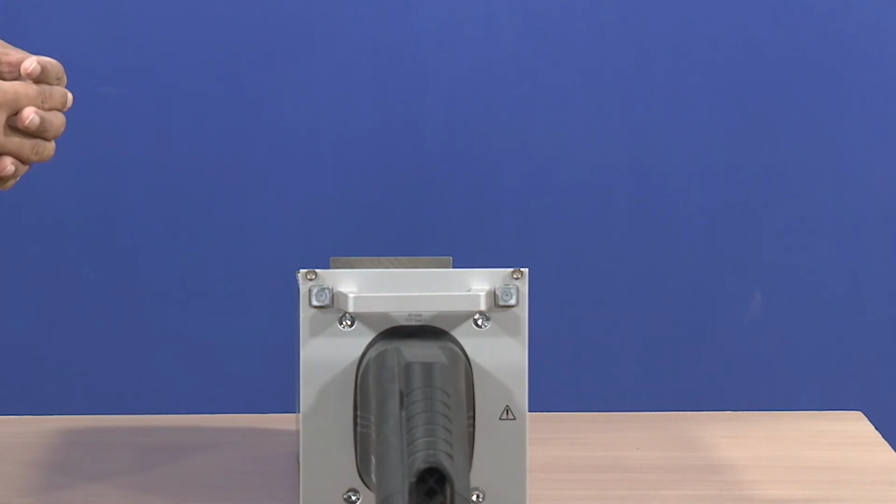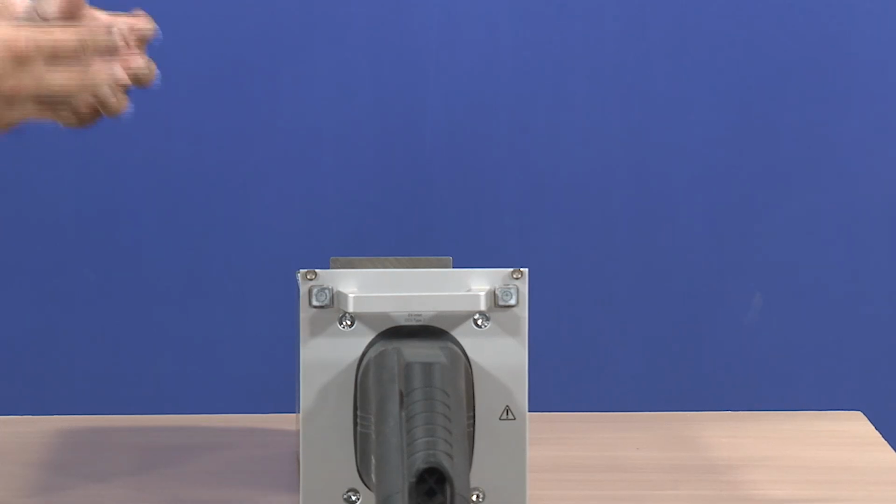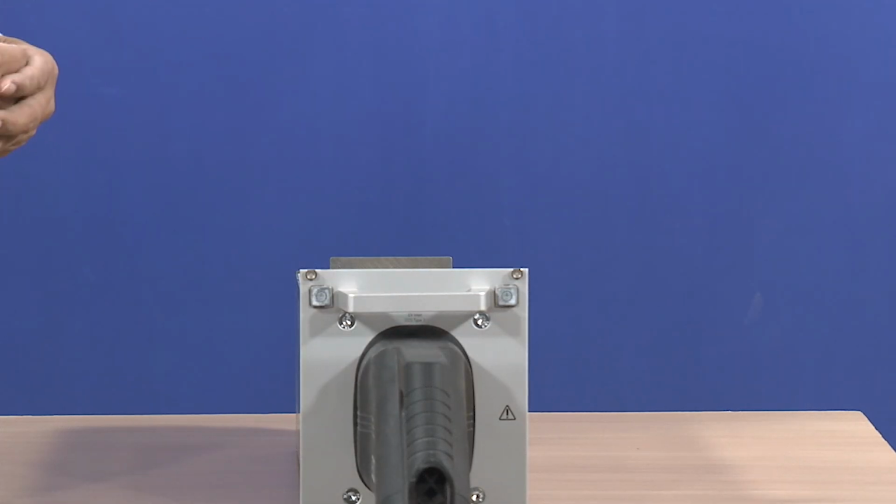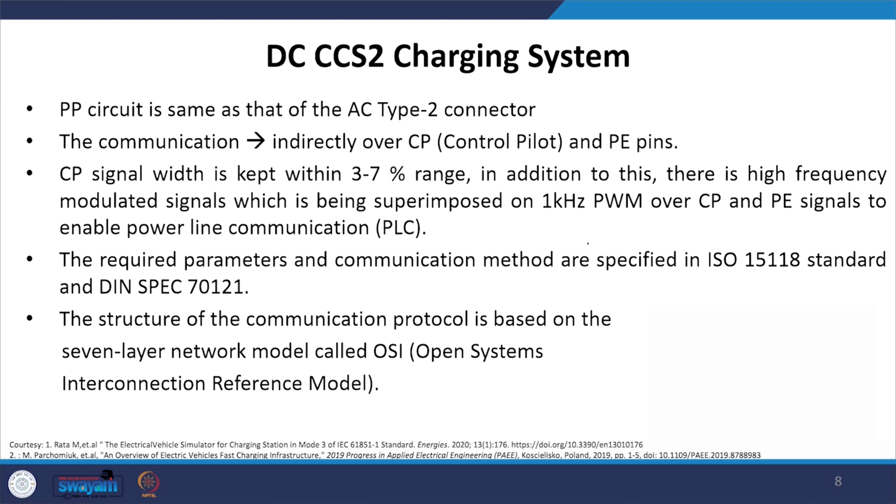Especially we are showing you here the vehicle inlet connector and the charger plug for the DC CCS2 charging system. In the DC CCS2 charging system, we have the PP circuit, which is the same as that of the AC type 2, which consists of the R6 resistance in the charger plug, and depending upon the value of the R6 resistance, the EV will come to know which charging plug is plugged into it, and whether it is the correct charging plug or not.